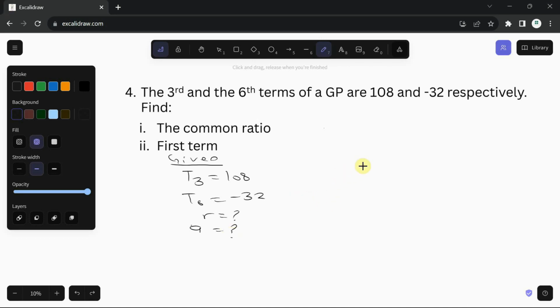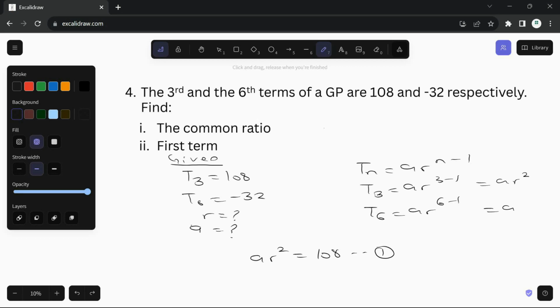The first thing that we're going to do is write our formula. That is Tn is equal to ar raised to the power of n minus 1, right? So we know that T3 is going to be ar raised to the power of 3 minus 1, which is ar squared, right? And we know that T3 in the question was given to be 108. So let me write there and say ar squared is equal to 108. That will be our equation 1. Our T6 is going to be ar raised to the power of 6 minus 1, which is ar raised to the power of 5. And we're told the value is minus 32. So I say ar raised to the power of 5 is equal to minus 32. So this is equation 2.